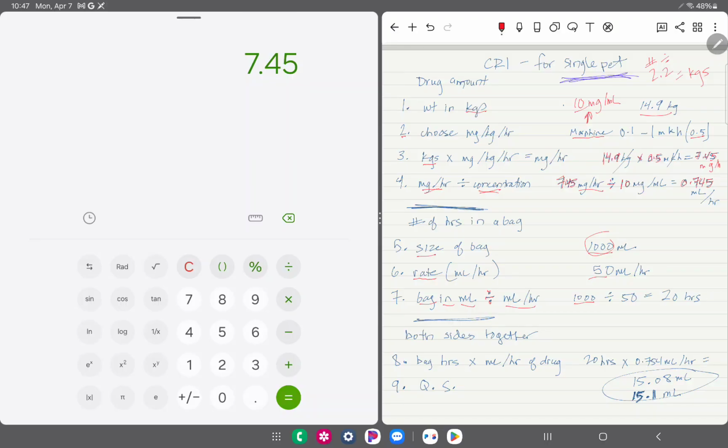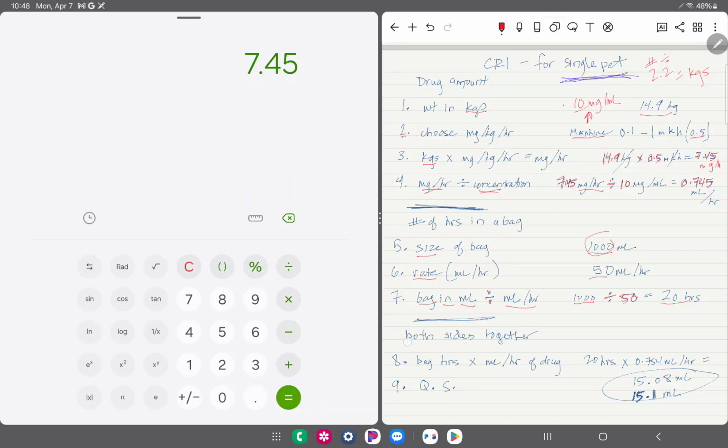Not only to fluid resuscitate the animal and to keep them hydrated, but to trickle in that morphine. So we chose 50, so divided by 50, that gives us 20 hours. So we're going to have 20 hours worth of medicine and fluids running into this animal.